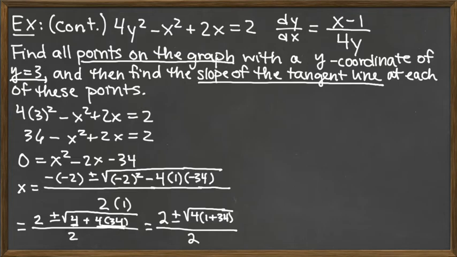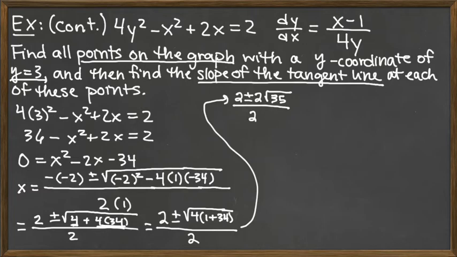So now, when I continue to clean this up, I've got the 2 plus or minus. When I pull the 4 out from the square root, I take its square root. So that would be 2 root. Now 1 plus 34 would be the 35 under the square root, all over 2.